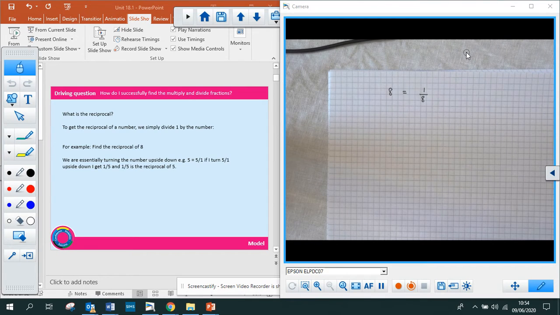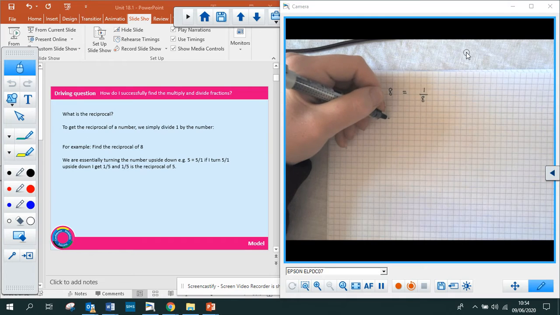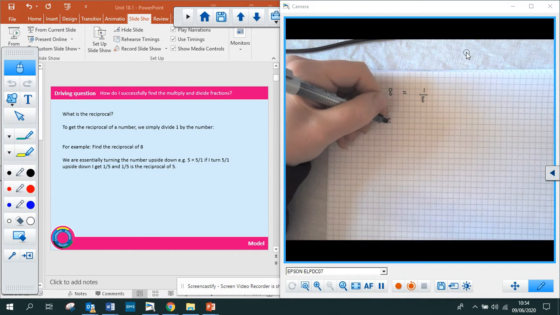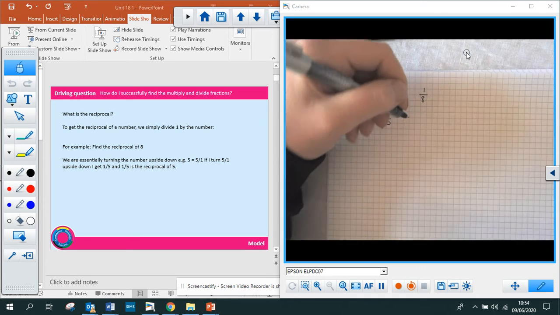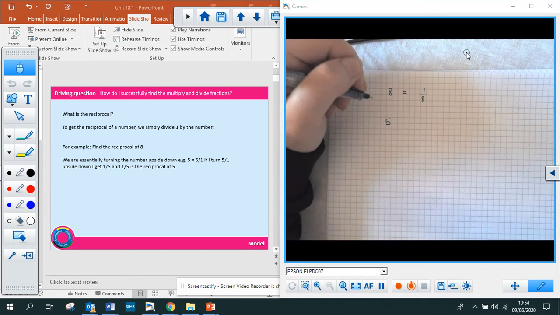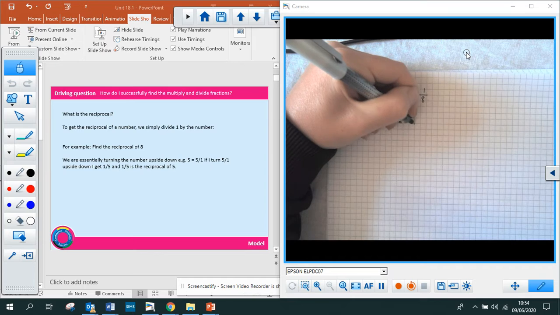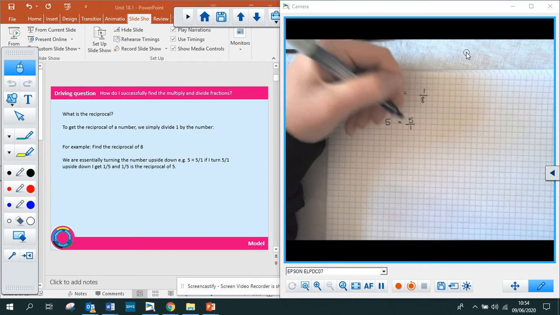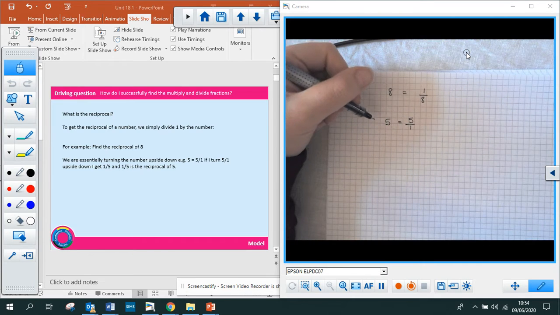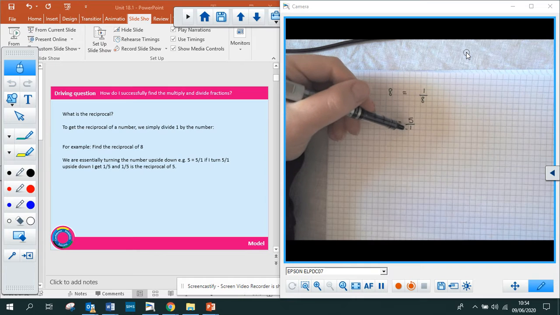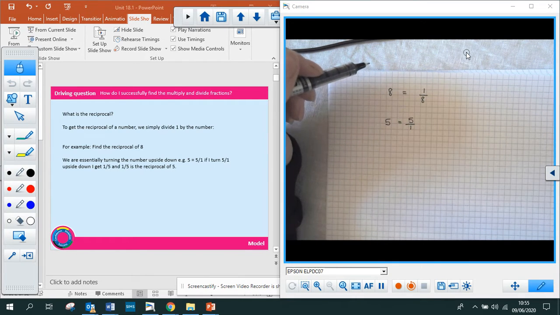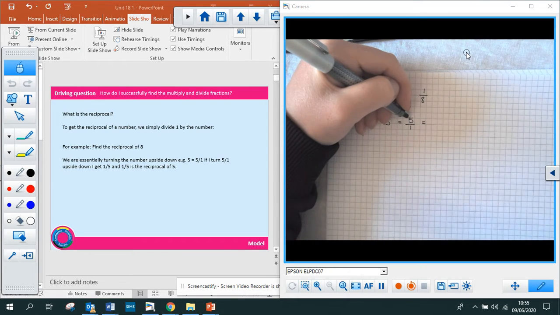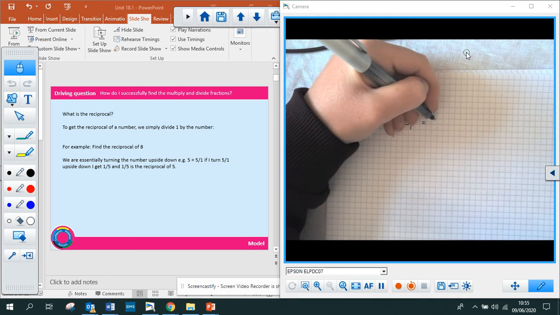Okay, so we're essentially turning the number upside down. For example, if we wanted to find the reciprocal of 5, we essentially turn the number upside down. Well, I know that 5 is the same as 5 over 1. We don't write that because we simplify it to 5, but 5 is 5 divided by 1. So we're simply flipping it to find the reciprocal. The reciprocal of 5 over 1 is going to be 1 over 5, 1/5.